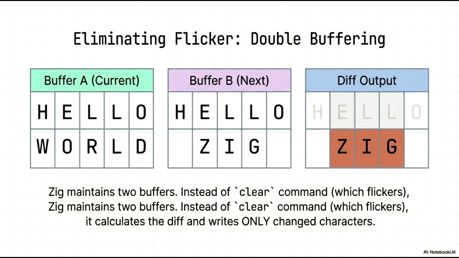By calculating the difference, or diff, between these two buffers, the system identifies only the specific characters that have changed. As shown here, while the word hello remains the same, the word world is replaced by Zig. Only these changed characters are written to the terminal, ensuring a smooth transition and a much more stable user interface.